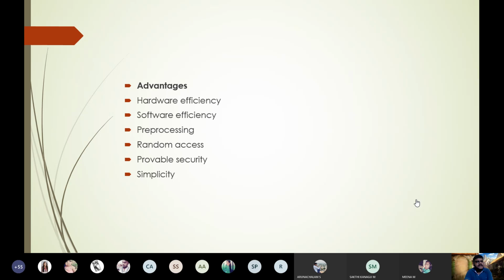If there is any change in the plain text, or any change in the key, it results in a large change in the cipher text. Okay, so this is a very important 2 mark.